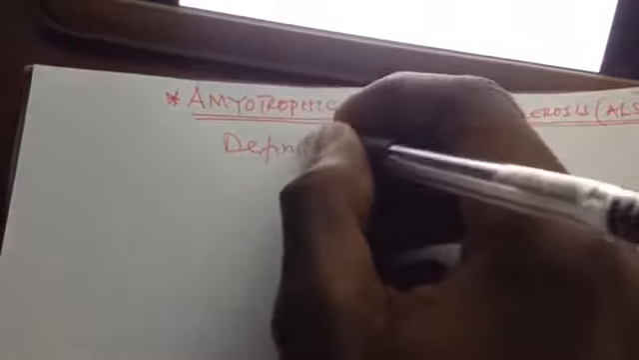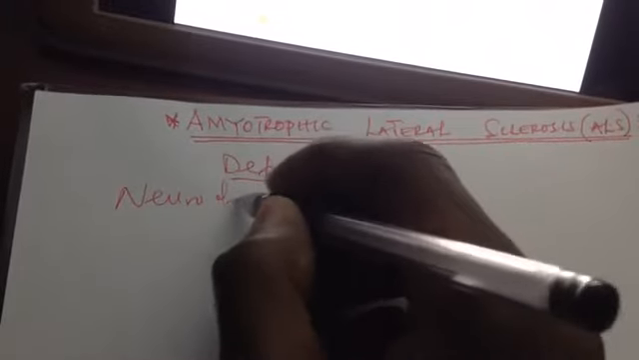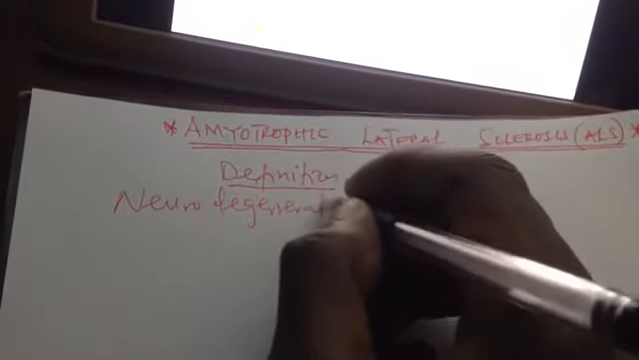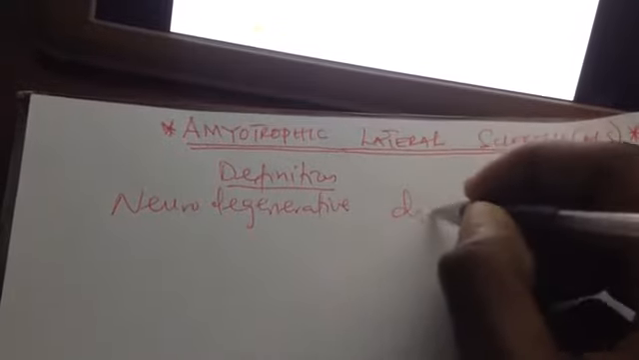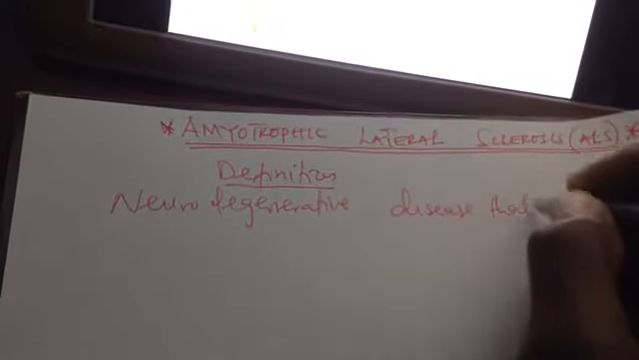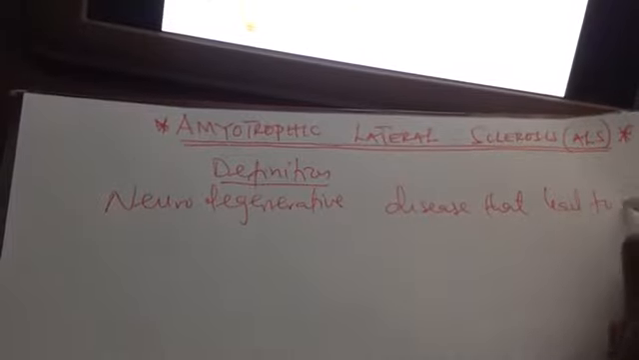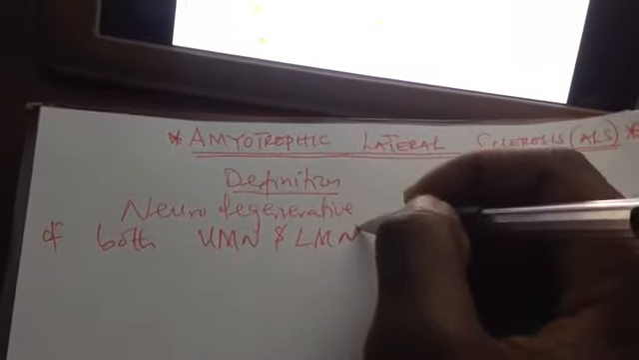Amyotrophic lateral sclerosis, by definition, is a kind of neurodegenerative disease that leads to damage of both the upper motor neuron and the lower motor neuron. This is very classical.